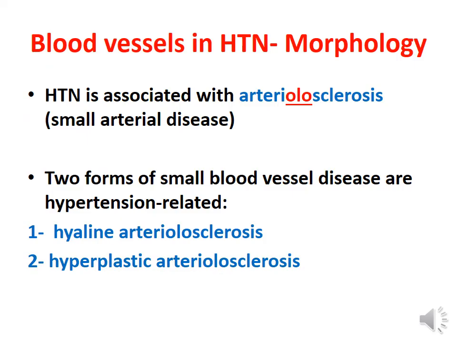We have mentioned before that blood vessels affected in hypertension are mainly the arteries, specifically arterioles, the smallest sized arteries. We called this condition in the previous lecture arteriolosclerosis. So hypertension is associated with arteriolosclerosis, or what we call small arterial disease. There are two forms of small blood vessel diseases that are hypertension related. These are hyaline arteriolosclerosis and hyperplastic arteriolosclerosis.